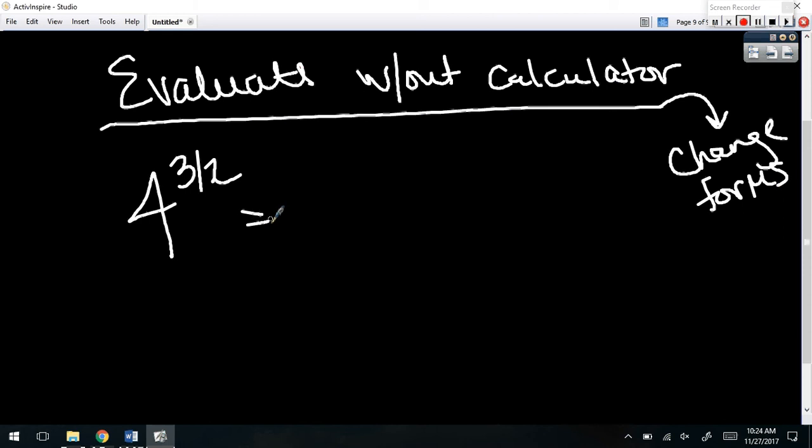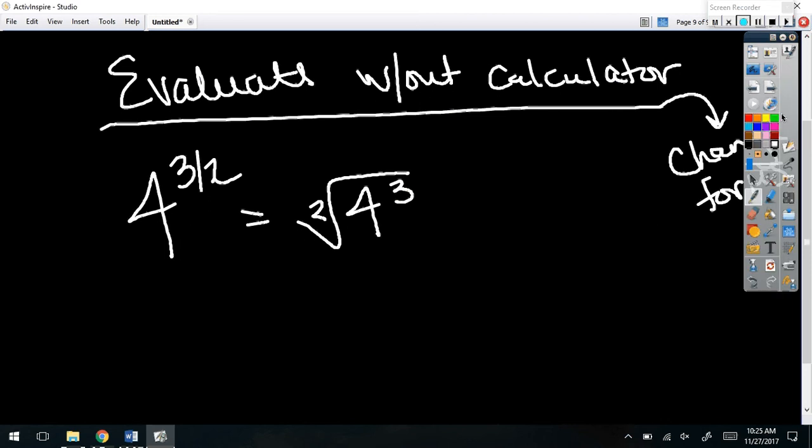So if I change this form, it becomes what? It becomes 2 square root 4. So square root of 4 to the third. Now, because we talked about those properties of exponents, it doesn't matter which one you do first. If you do 4 to the third and then square root it, or if you do the square root and then the third, it doesn't matter.